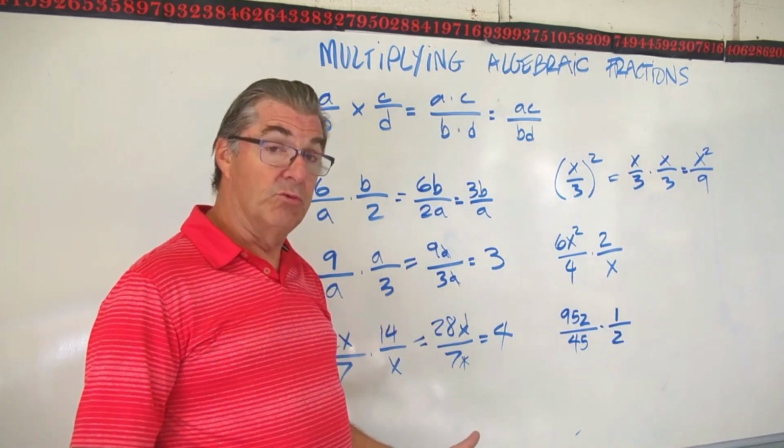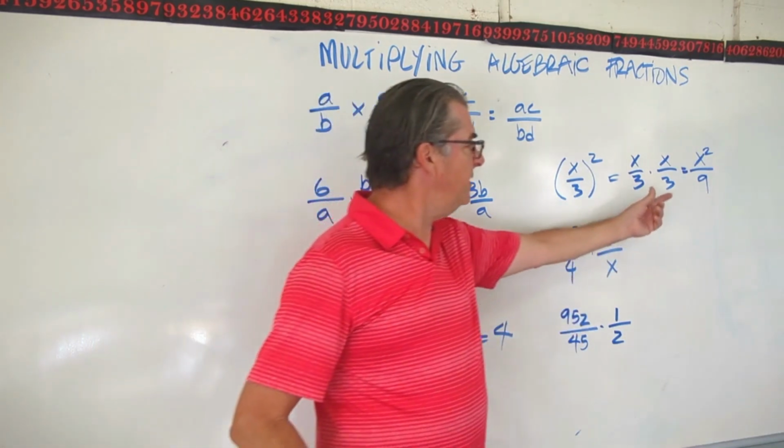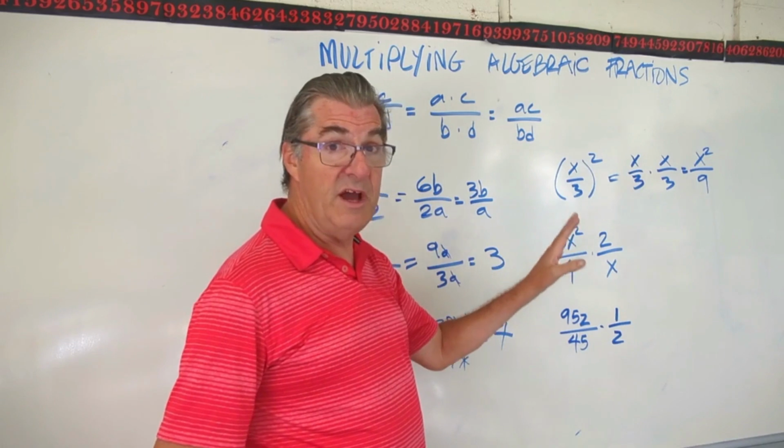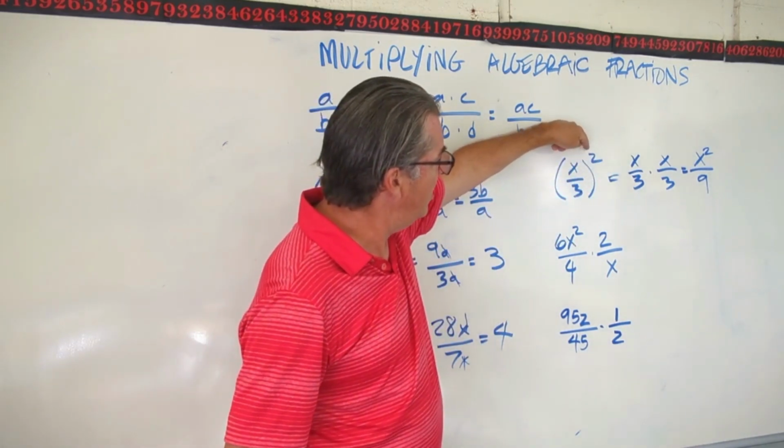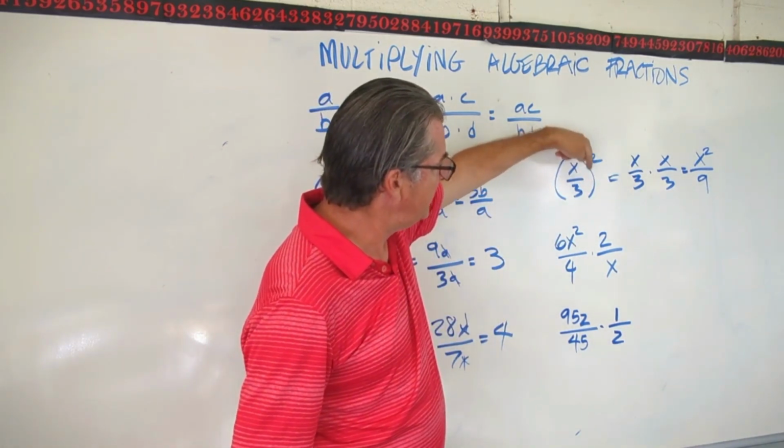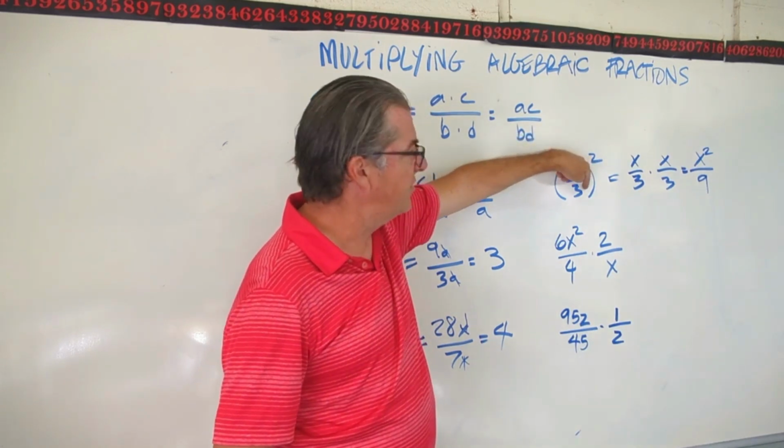Now, if you remember your rules of exponents, you could have skipped this step because you know with the exponent rules, you just take the power and you apply it to everything inside. So this would become x squared over 3 squared.